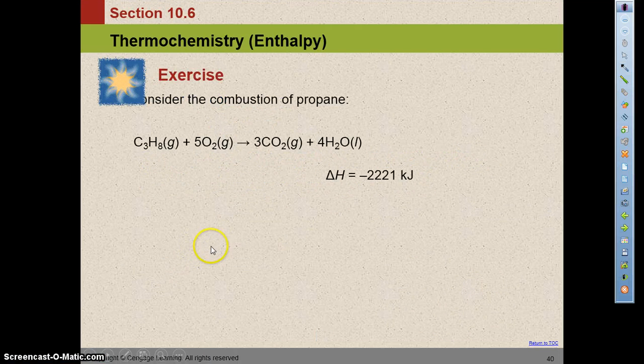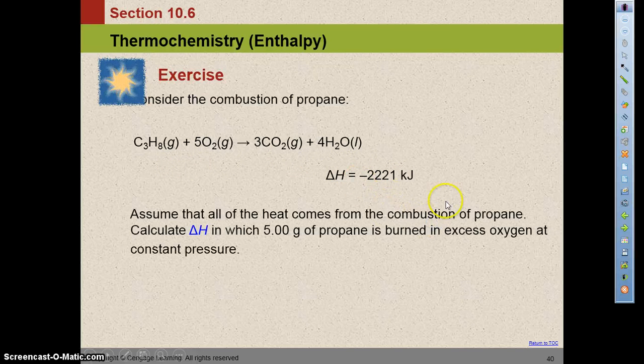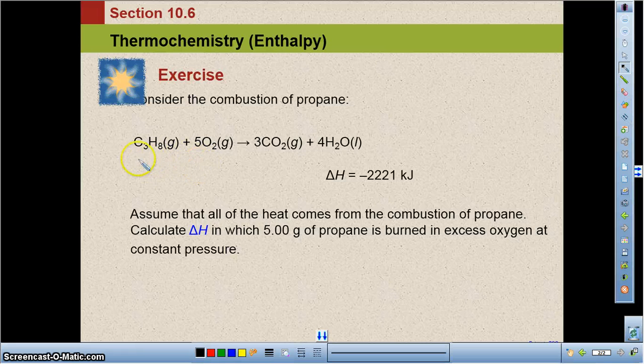Look at the next exercise. It says consider the combustion of propane. So C3H8 is propane plus 5 oxygen gas yields 3 CO2s and 4 H2Os. And the delta H for this reaction is negative 2,221 kilojoules for completion, and it's exothermic because of the negative sign in front of it. So let's see what they want us to look at. So assume that the heat comes from the combustion of propane. Calculate delta H where 5 grams of propane is burned in excess oxygen at a constant pressure. And it wants us to calculate delta H.